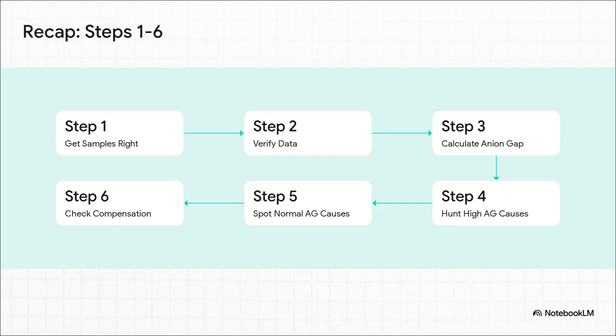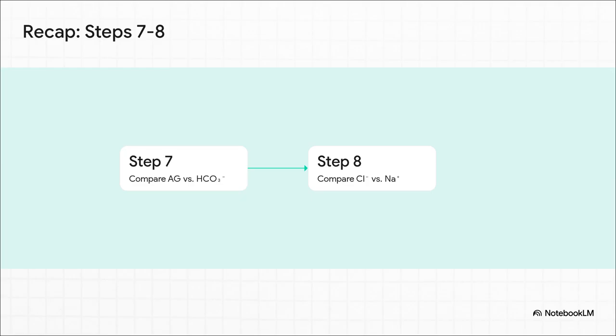So let's just recap that framework real quick. Steps 1 and 2, that's all about securing and verifying your evidence. Steps 3 through 5 use that all-important anion gap to finger your primary suspect. And then step 6 checks to see if the body's response, the compensation, makes sense. And finally, steps 7 and 8 are like your final cross-examination. They let you confirm if you're dealing with a really complex, mixed disorder.